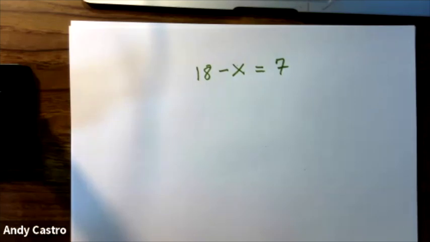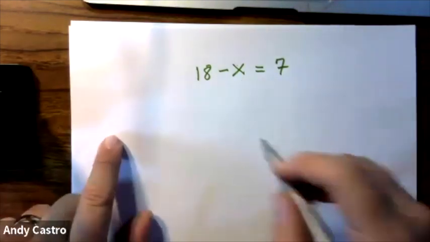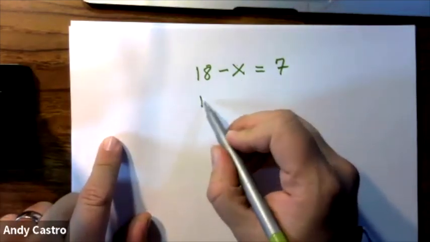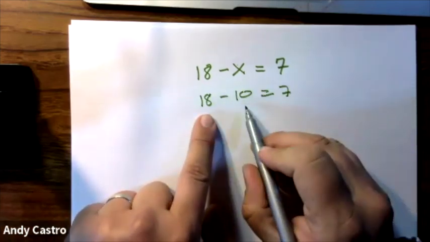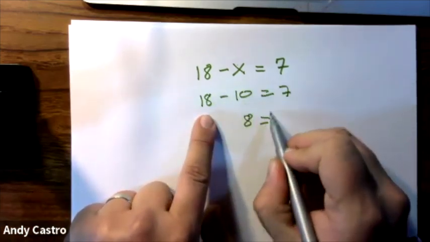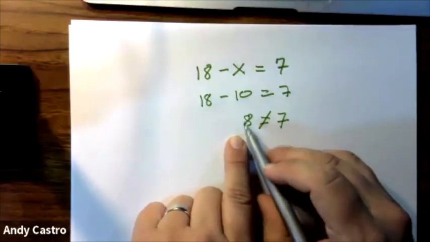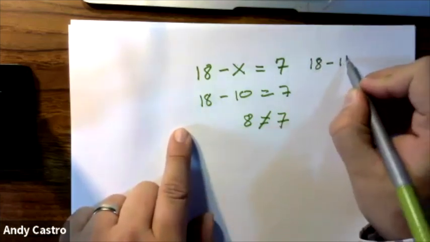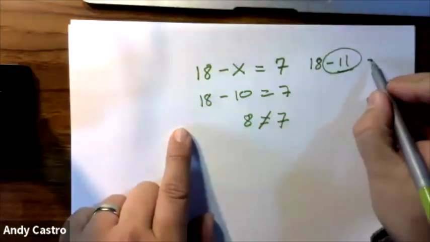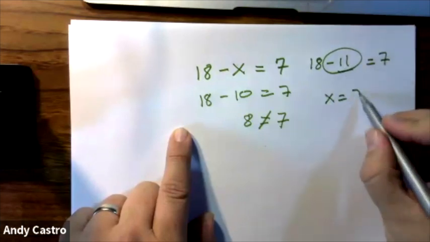All right. That's most of you. So what number do I have to subtract? Well, I know that if I do 18 minus 10, something really simple, that's going to give me 8. 8 is not equal to 7. However, if I subtract one more, it will give me 7. So a lot of you correctly identified that if I subtract 11, that's going to give me 7. So x has to be 11.